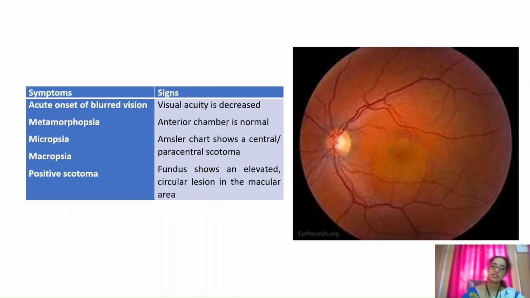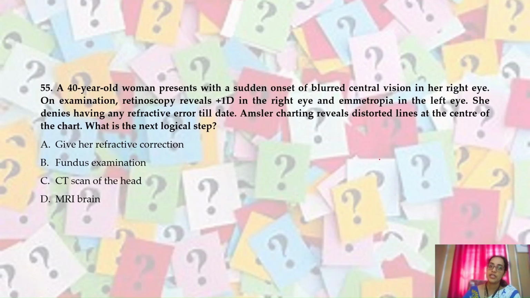So, what do these patients present with? They have acute onset of blurred vision with metamorphopsia, which is very important, and they have problem with near vision because the affection is at the macula. You can have micropsia and macropsia, and positive scotoma is always there. On examination, visual acuity may be normal or slightly decreased. You can use an Amsler chart to find out the metamorphopsia. The anterior chamber is always normal, but on fundus examination, you will see a dome-shaped elevation at the macula. This is the area where the retina has detached, so there is a fluid collection between the neurosensory retina and the pigment epithelium.